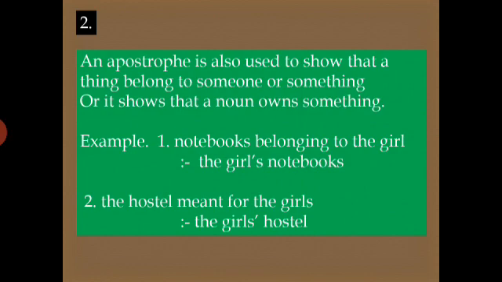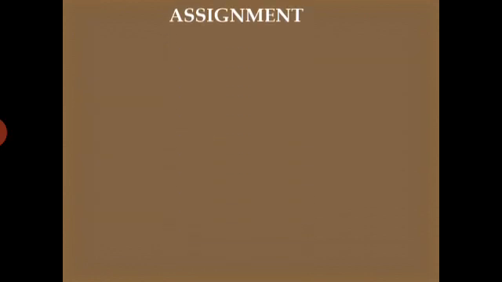And example number 2, the hostel meant for the girls. So, whose hostel? The girls' hostel. So this is one more use of apostrophe, which shows belongingness, that something belongs to someone or something. Now this is your assignment time. I hope you all understand this use of apostrophe.